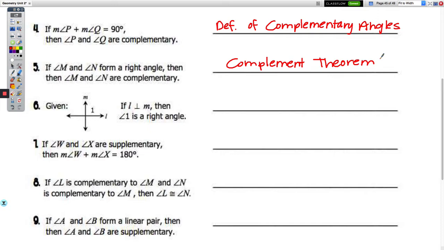Given this diagram, if line L is perpendicular to line M, then angle 1 is a right angle. This is the definition of perpendicular. Number 7 says if angle W and angle X are supplementary, then the measure of angle W plus the measure of angle X will equal 180 degrees. This is the definition of supplementary angles.